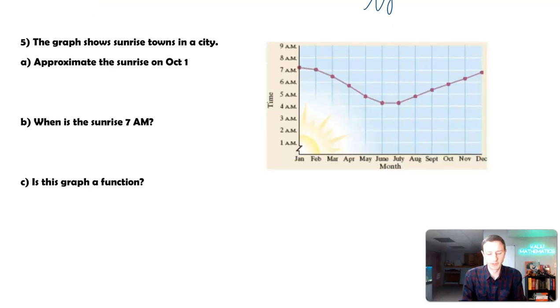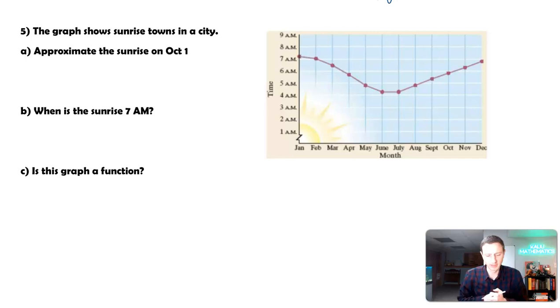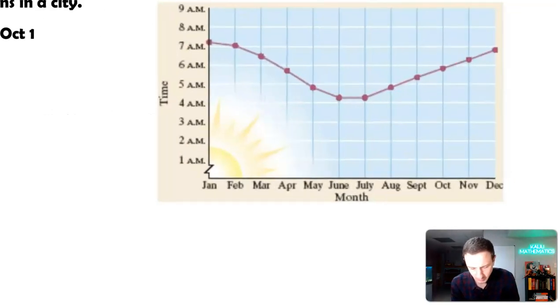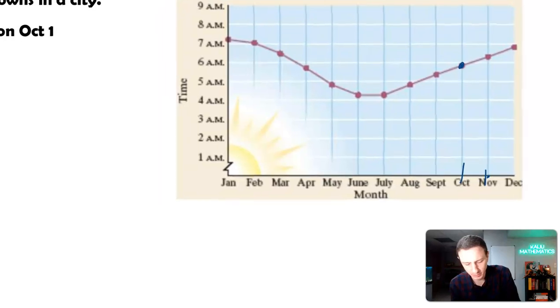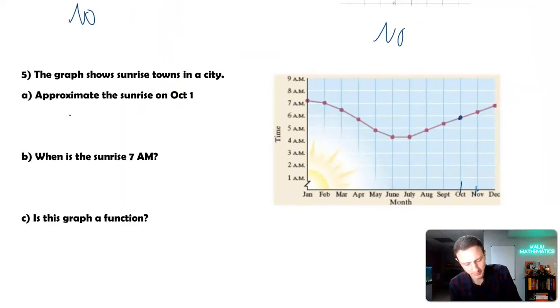And last one for this video, we have a graph regarding the sunrise times for a city. Approximate the sunrise on October 1st. So October 1st, let's go into this graph a little bit more. The way we read this graph, this is the beginning of October, and then this is the end of October going into November. So October 1st would be the beginning, right about there. And it's not quite 6 a.m. If you look, 6 a.m. is this white line going across, so it's not quite there. So it's a little bit below 6 a.m., so let's just call that like 5:45. I think it would be okay there.